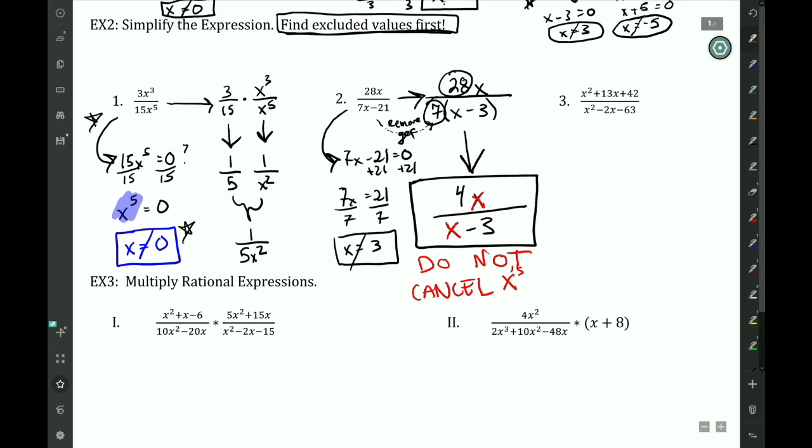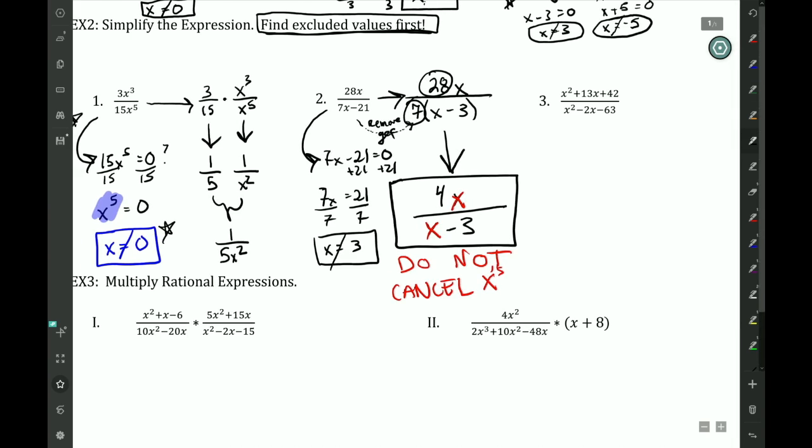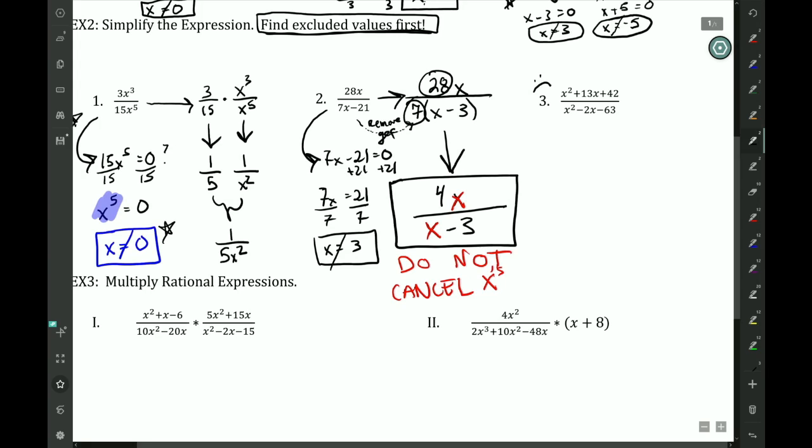Okay, so let's look at another example. Oh my goodness, it looks so challenging. First, what do we got to do? Check the roster. So x squared minus 2x minus 63. Where's that equal to 0? Well, I'm going to factor it out, and that's going to be 9 and 7, negative and plus.